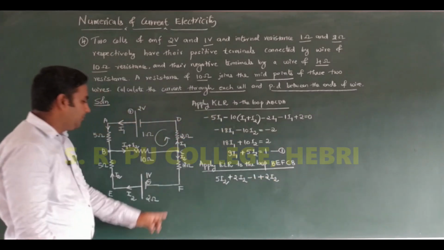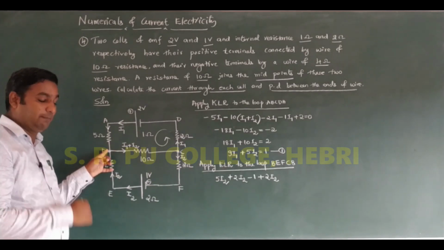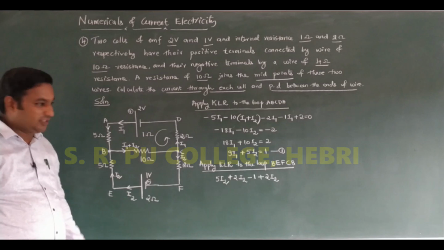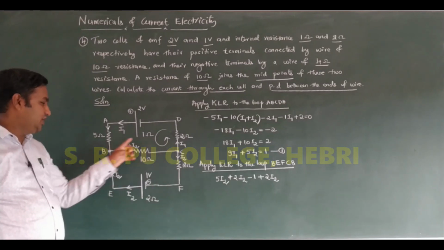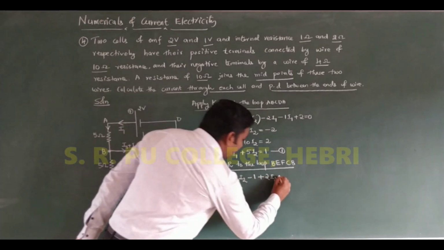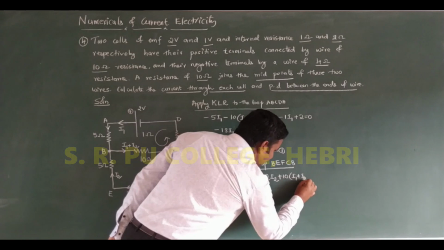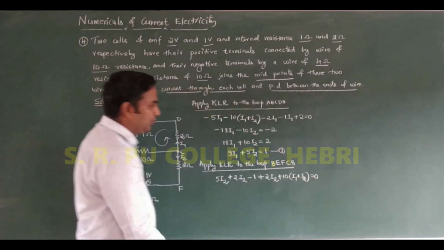Plus 2I2. I'm moving from C to B. Along my path, current opposite my path. Opposite to my path current is there. I'm moving from C to B, but current is opposite. It becomes plus 10 times I1 plus I2 is the current. That should be equal to 0.